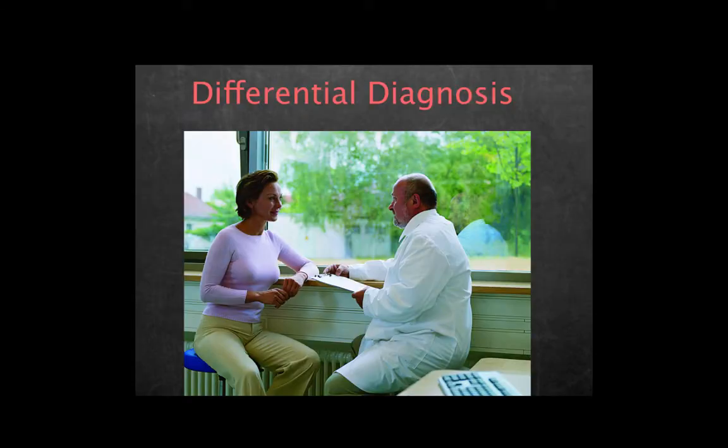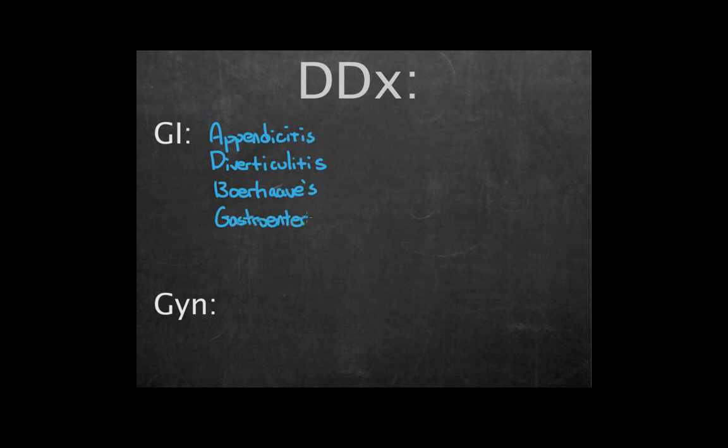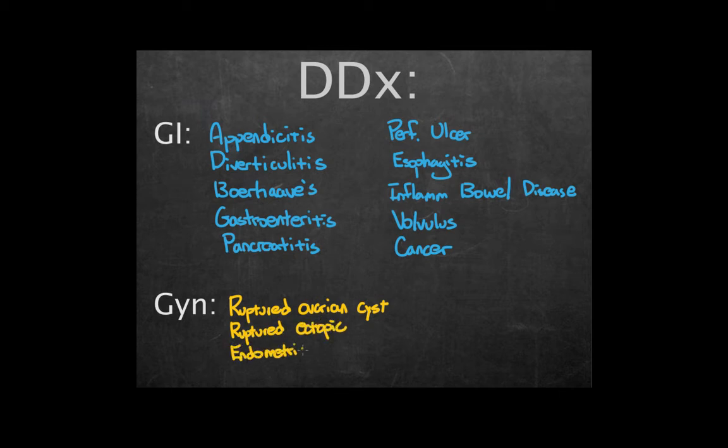Let's discuss our differential diagnosis. You'll want to consider appendicitis, diverticulitis, esophageal rupture, otherwise known as Boerhaave syndrome, gastroenteritis, pancreatitis, perforated ulcer, esophagitis, inflammatory bowel disease, volvulus, cancer, ruptured ovarian cyst, ruptured ectopic, endometriosis, ovarian mass, and pelvic inflammatory disease.